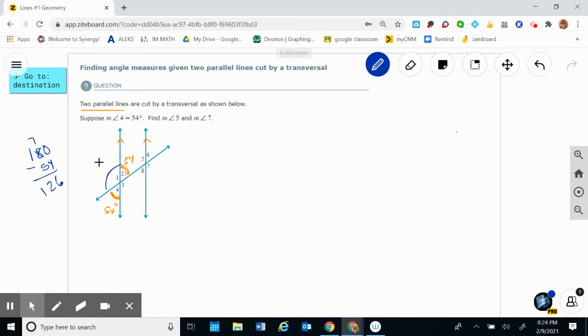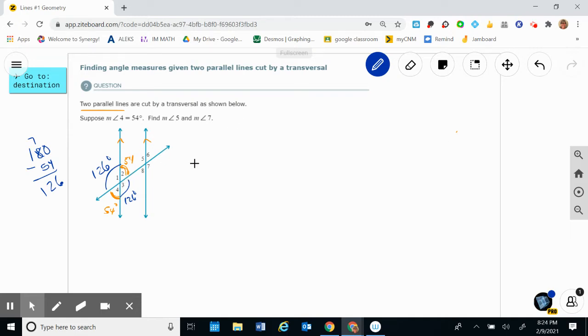126. 180 minus 54 is 126. Okay, so now we know 1, we know 2, we know 4, and guess what? You can figure out 3 because that's 126. All right, now what you don't know about parallel lines cut by a transversal, again, go to the notes on this section, go to the explanation by Alex, because it'll be nice and neat.